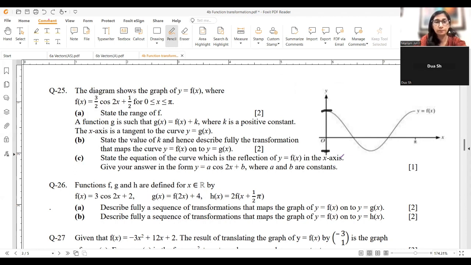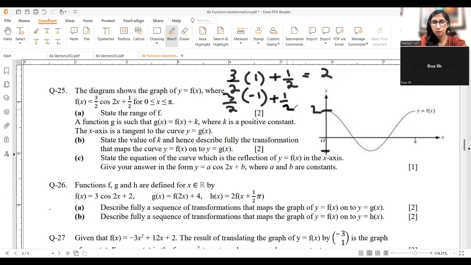So it's going to be 3/2 times 1 plus half, which is what, 2? Yes. And 3/2 times the minimum value of cos 2x, which is -1, plus half. So what is that? That's going to be -1. So then the range of f(x) is between 2 and -1. Let me check the answer. Yes, that is correct. So we will write f(x) is in between -1 and 2.